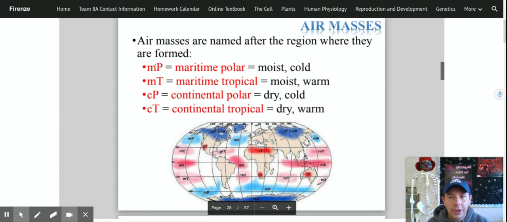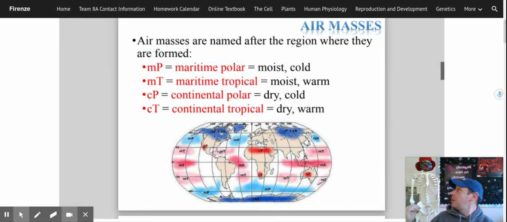And here are the symbols for each of the four main air masses. So this little m, capital P, and this is weird. You always do a little first letter and a capital second letter for abbreviating your air masses. The word maritime means moist. The word polar means cold. So maritime means it's going to be wet air. It must have formed over water. Maritime, moist. The M's go together.